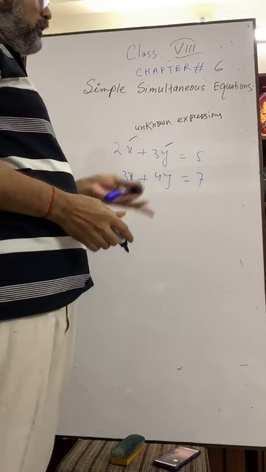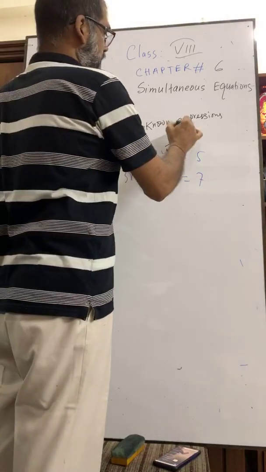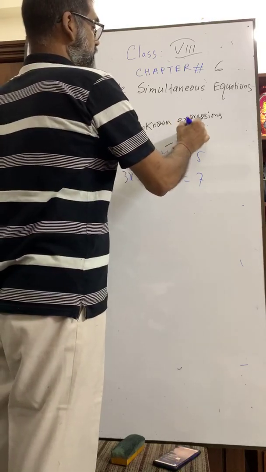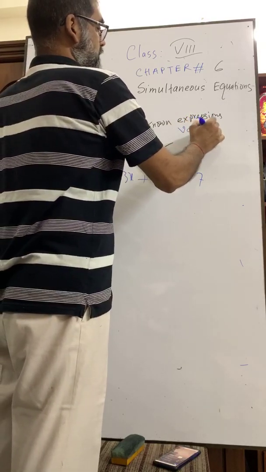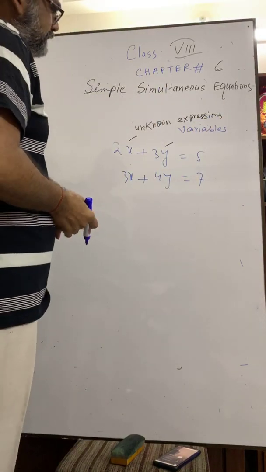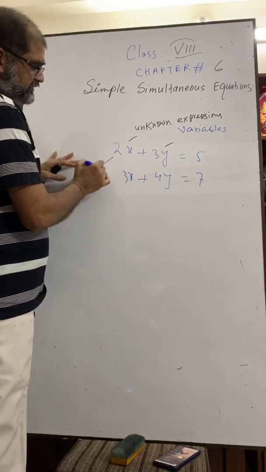Okay, for this, as they are unknown, they are called variables. What have I told? Variables. And it's an equation. Then they are coefficients.